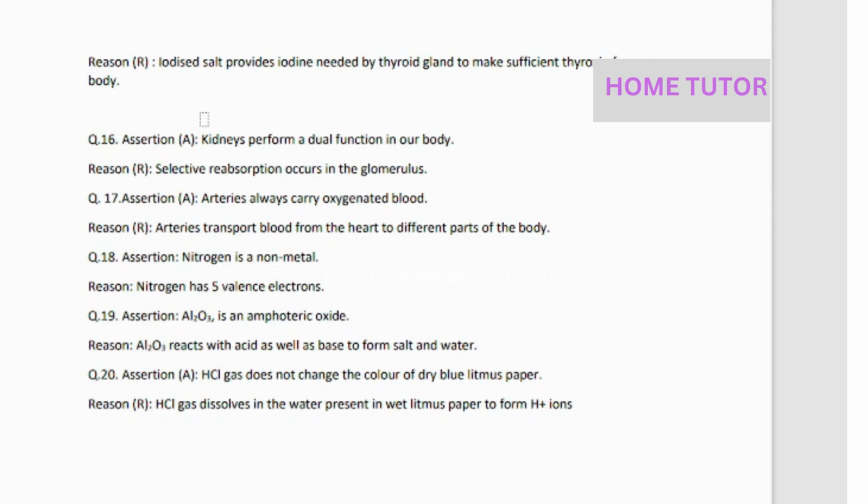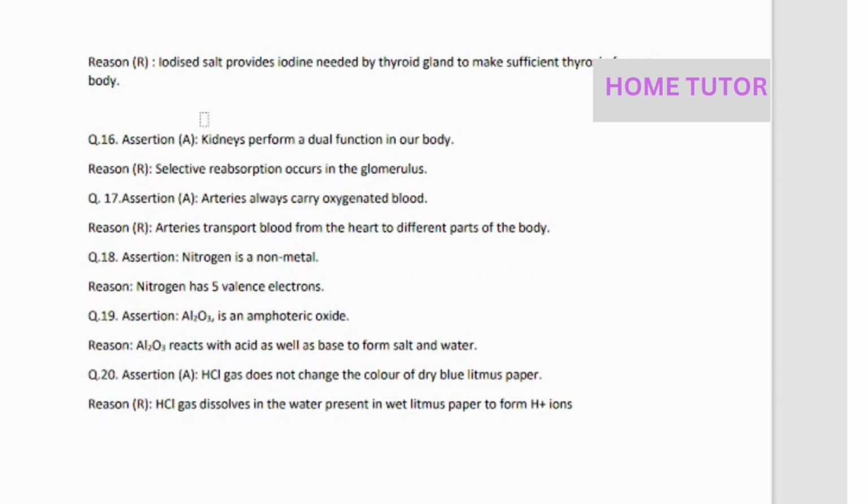Question number 17. Assertion: Arteries always carry oxygenated blood. So assertion is correct. And reason: arteries transport blood from the heart to different parts of the body. The reason is also correct, but reason is not the correct explanation of assertion. So the answer is option B.